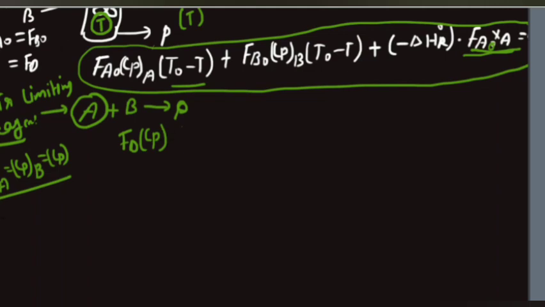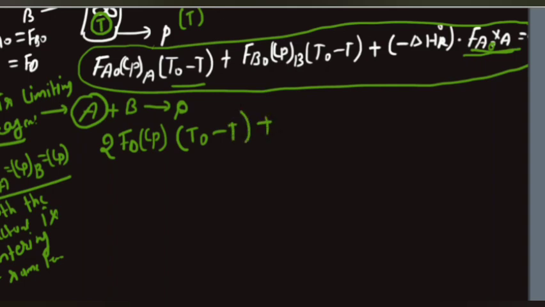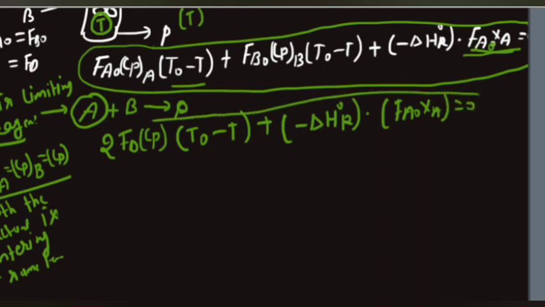If both the reactants are entering at the same temperature, then what will happen? 2 F naught Cp (T naught minus T) plus minus of delta H naught of R into FA naught XA, that is equal to 0. That will be the derivation.